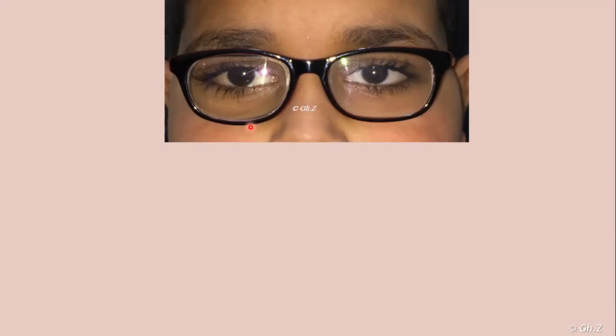Okay, and if you noticed, the right eye looks bigger. Why? Because this is a plus lens. And you know from optics that a plus lens magnifies. So this right eye is actually magnified by the plus lens in his spectacle.